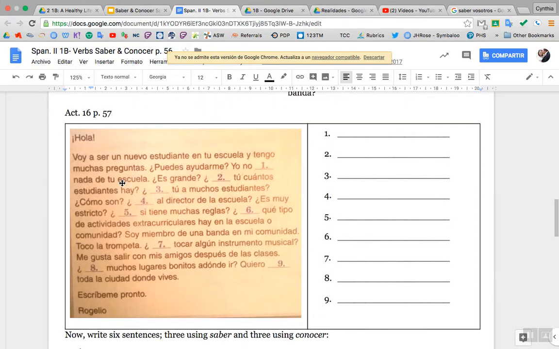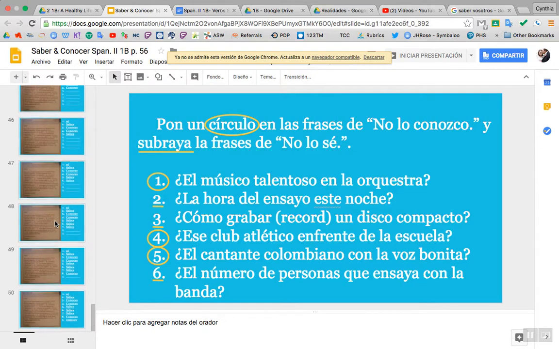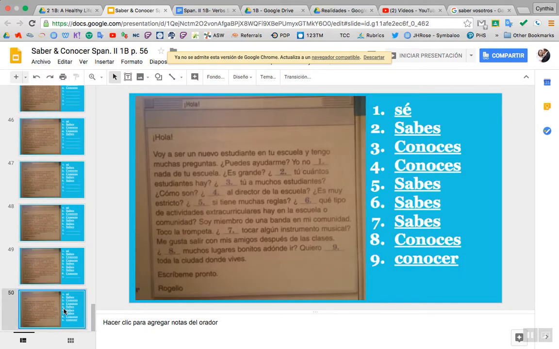Next thing on your little paper here. Fill in the blanks with conjugations of saber and conocer. Go ahead and pause it. Try it. Do your best. Come back. All right. There are the answers. Number 1, yo no sé nada de tu escuela. I don't know anything about your school.